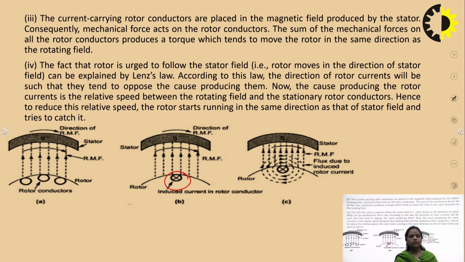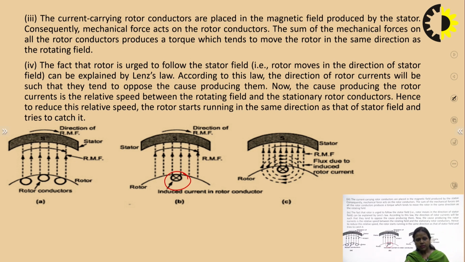The fact that the rotor is urged to follow the stator field can be explained with Lenz's law. According to this law, the direction of the rotor current will be such that it tends to oppose the cause producing it, and the actual cause of this current is the relative motion. So the cause producing the rotor current is the relative speed between the rotating field and the stationary rotor conductors. To reduce this relative speed, the rotor will start running in the same direction as the stator field, and it will try to catch it.